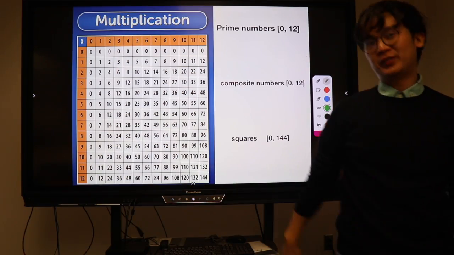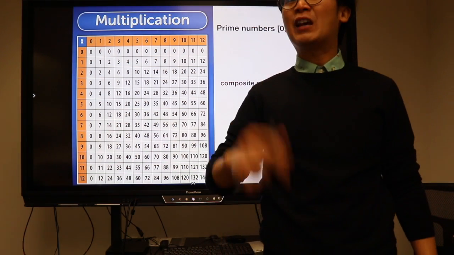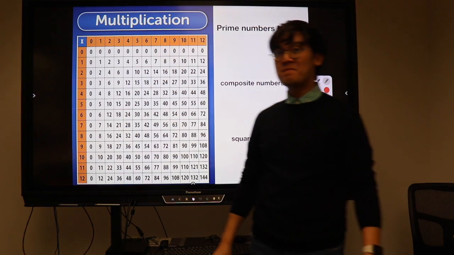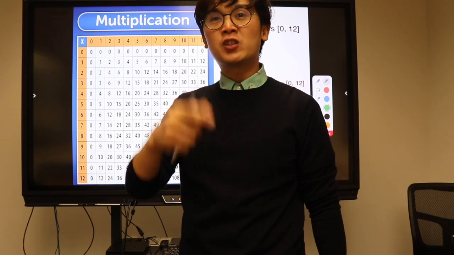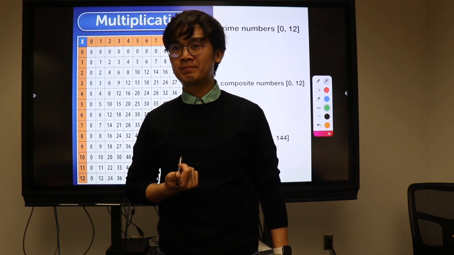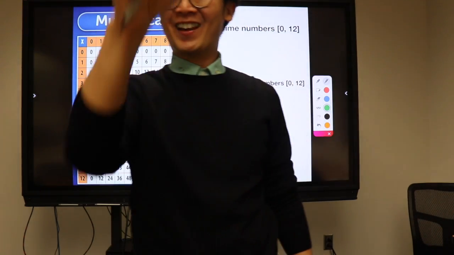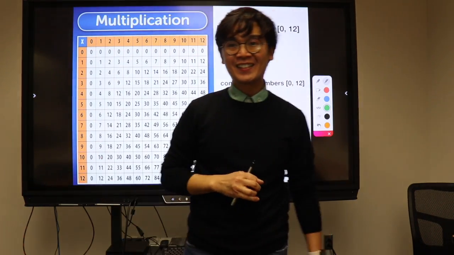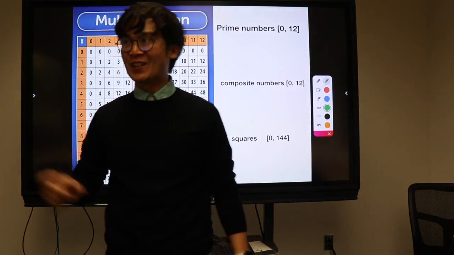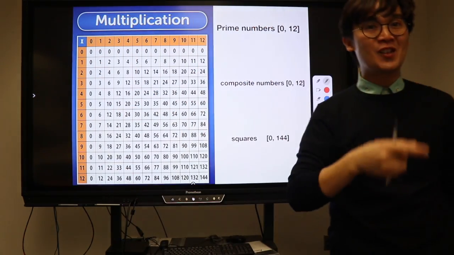So prime numbers. Do you still remember your prime numbers? Do you know what prime numbers are? Do you have an idea what prime numbers are? Any number divisible by itself. So give me an example of a prime number. 11 is a prime number. 3 is a prime number. 7 is a prime number. So we're starting it off with a good definition of prime number.